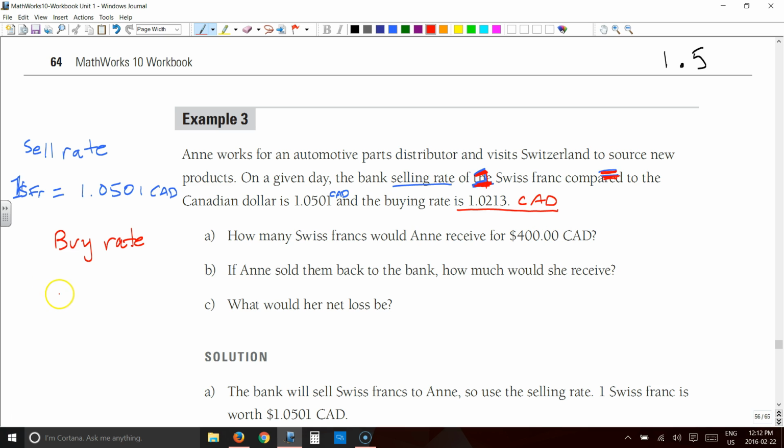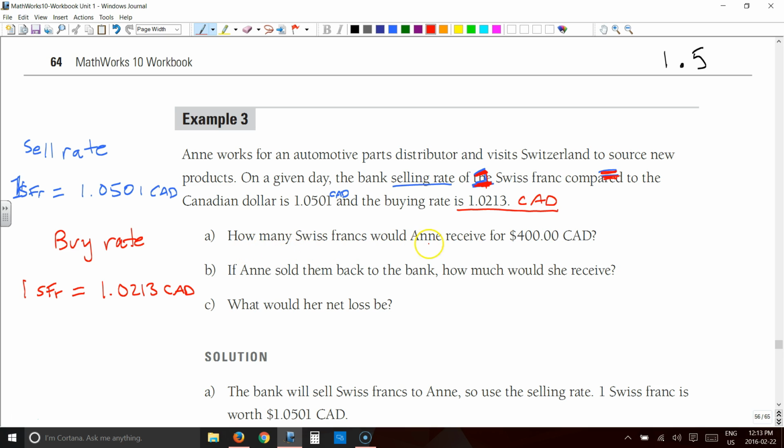I'm going to write the buying rate. So the bank buying rate is 1 Swiss franc compared to 1.0213 Canadian. Now, I've got my two rates that I have extrapolated from the words that are written here. And once I've done that, that really is the difficult part of this question. From this point forward, we are simply going to do what we did in previous examples to do the calculations. Let's do the first calculation.